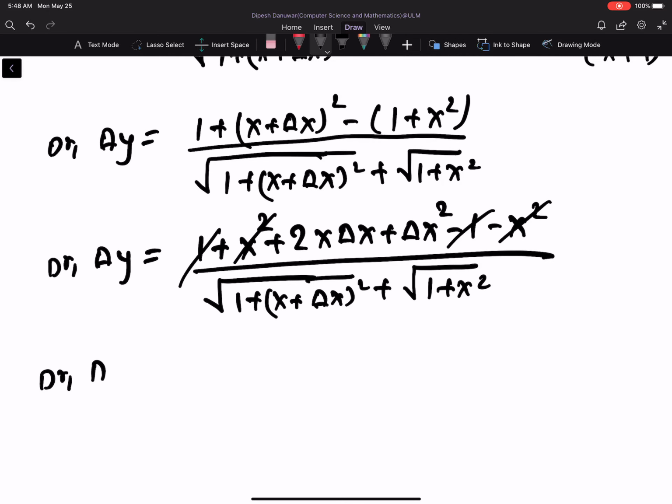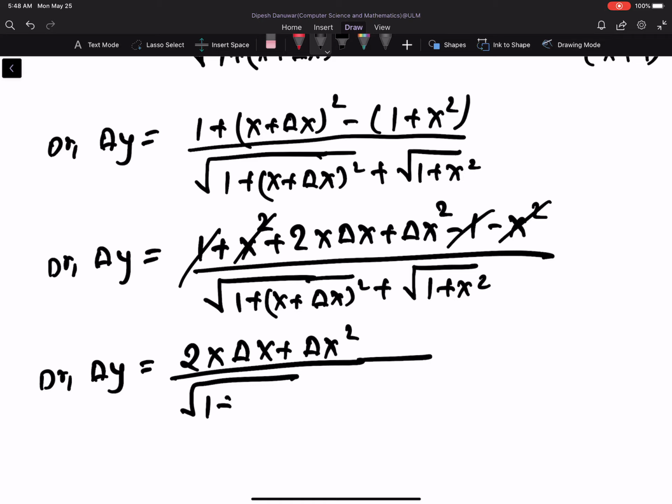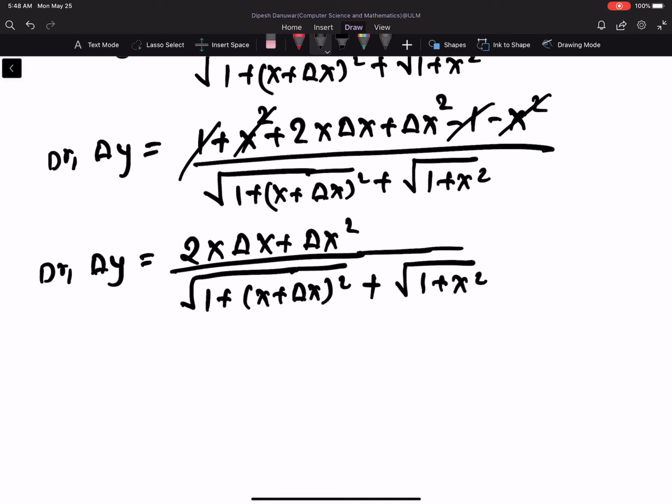delta y is equal to 2x delta x plus delta x square by the same thing. Write it down, right? So that will be root under 1 plus (x plus delta x) whole square plus root under 1 plus x square, right? So now what do you have to do? Since you already got that part, what do you have to do?